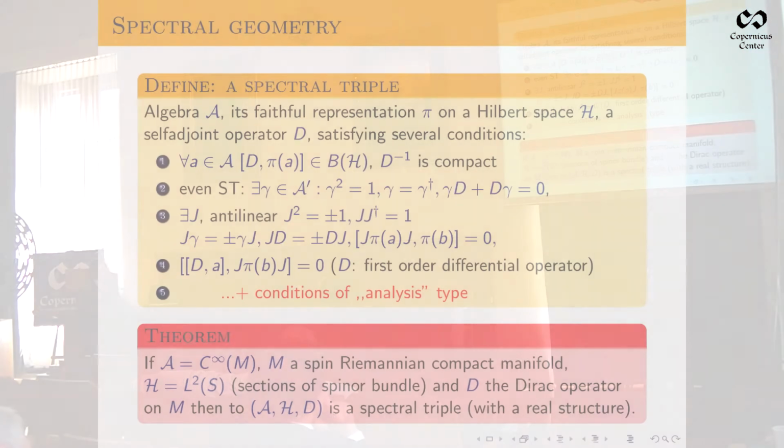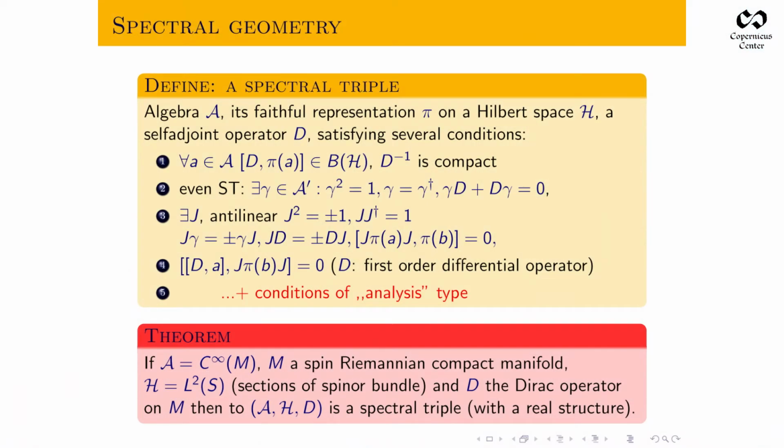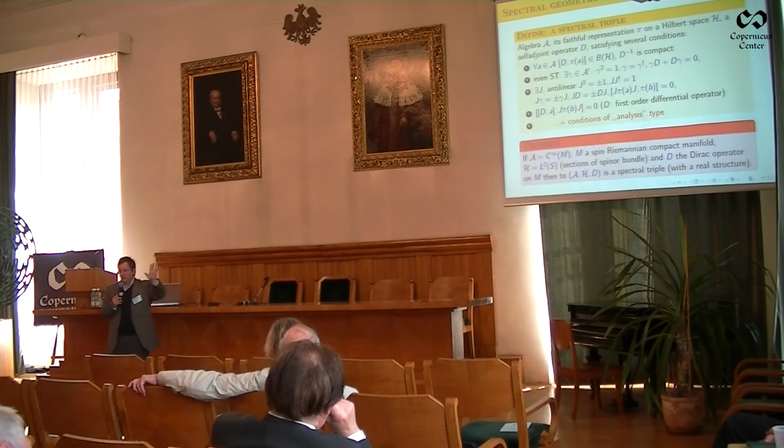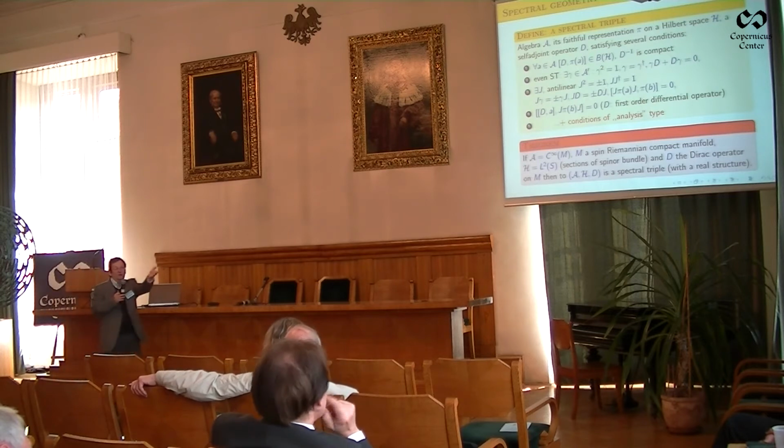If you take a spin Riemannian compact manifold. So this is the first warning that I give you. We're talking about Riemannian geometry, so Euclidean geometry, no Lorentzian signature yet. So we're talking about compact manifolds. You can also ask what it has to do with physics, because we're talking about things that are compact, something like a sphere, like a torus.